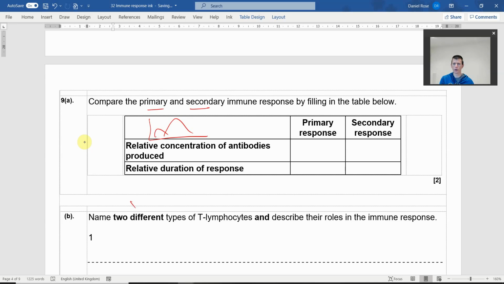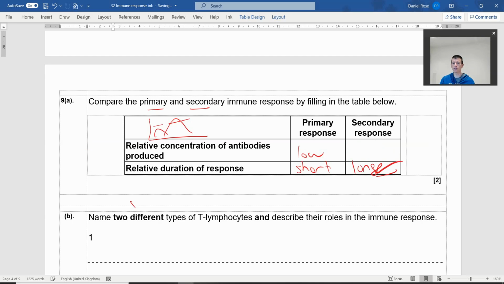So, in the primary response, the relative concentration is low, and then in the secondary response, it's higher. Really important we make comparisons. We don't just say one word, so higher. And the relative duration of the response, or how long it will last, we'll again look at how long each of these are. So short and longer. Okay, get that answer in.